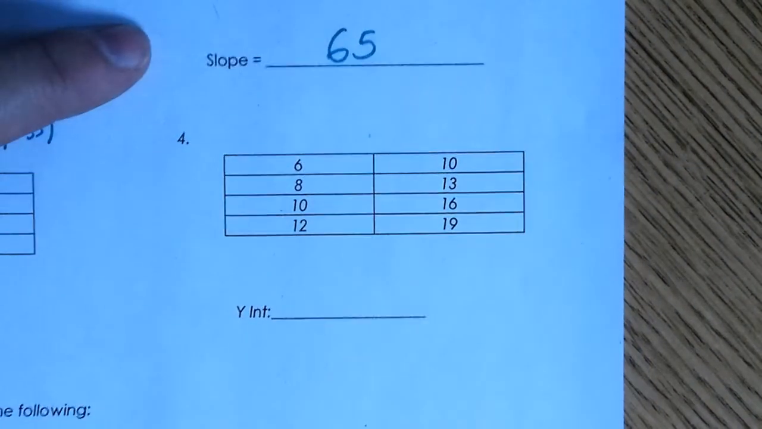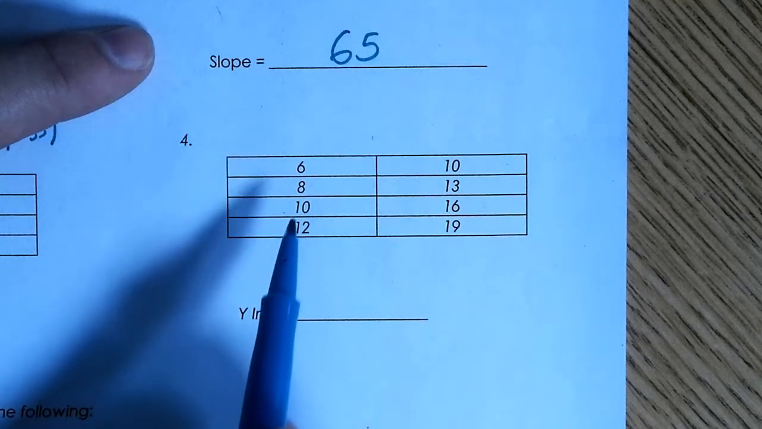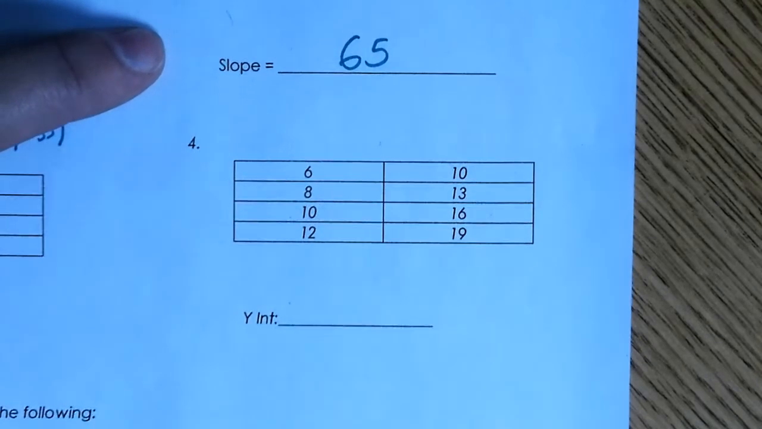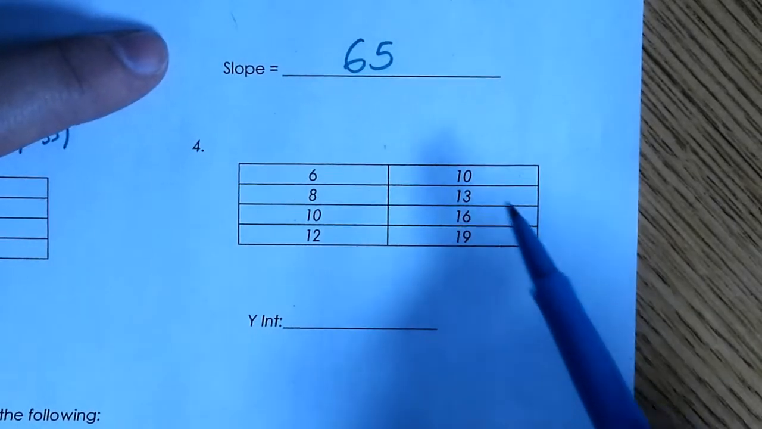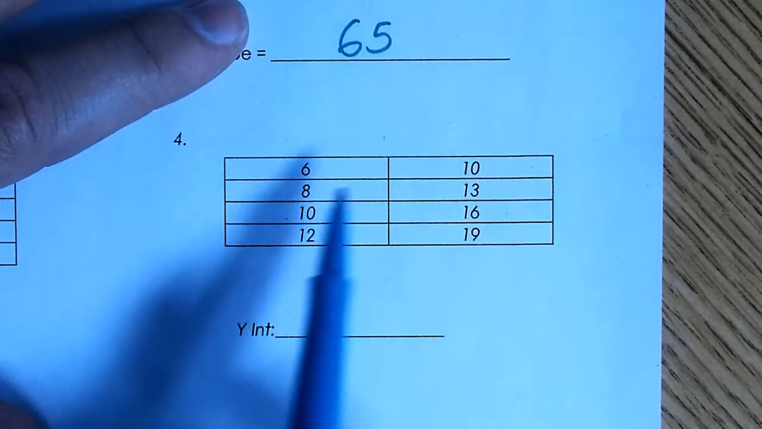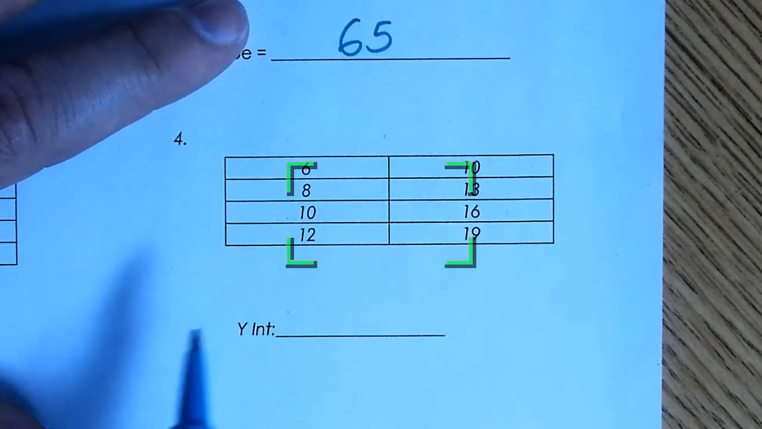All right, let's look at number 4 here. Here's the issue at number 4. Do we see an x that is 0? No, we don't. Good. But what do we see? What's the pattern going on here? So 6, 10, 8, 13, 10, 16, 12, 19.